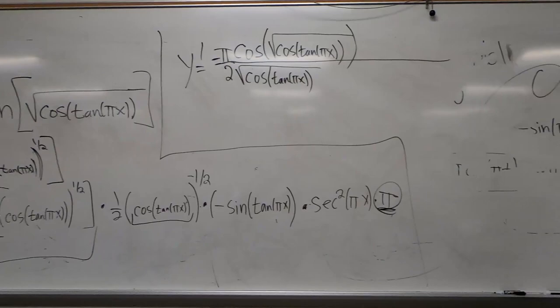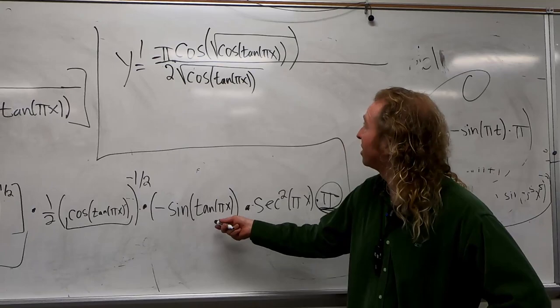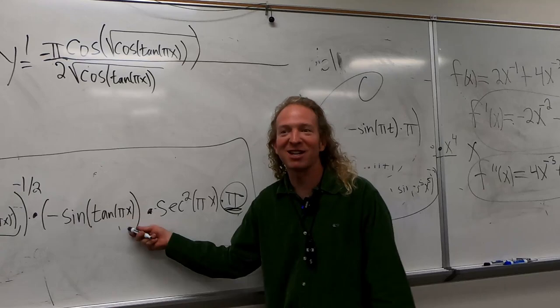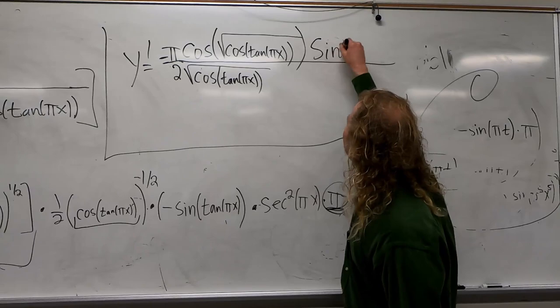All right, so we've taken care of the 1/2, the negative, and the pi. We've taken care of this. This one stays upstairs, right? The sine. I called it sine because it was sine of tangent. That's a new function, san x. No, it's this: the sine of the tangent of pi x.